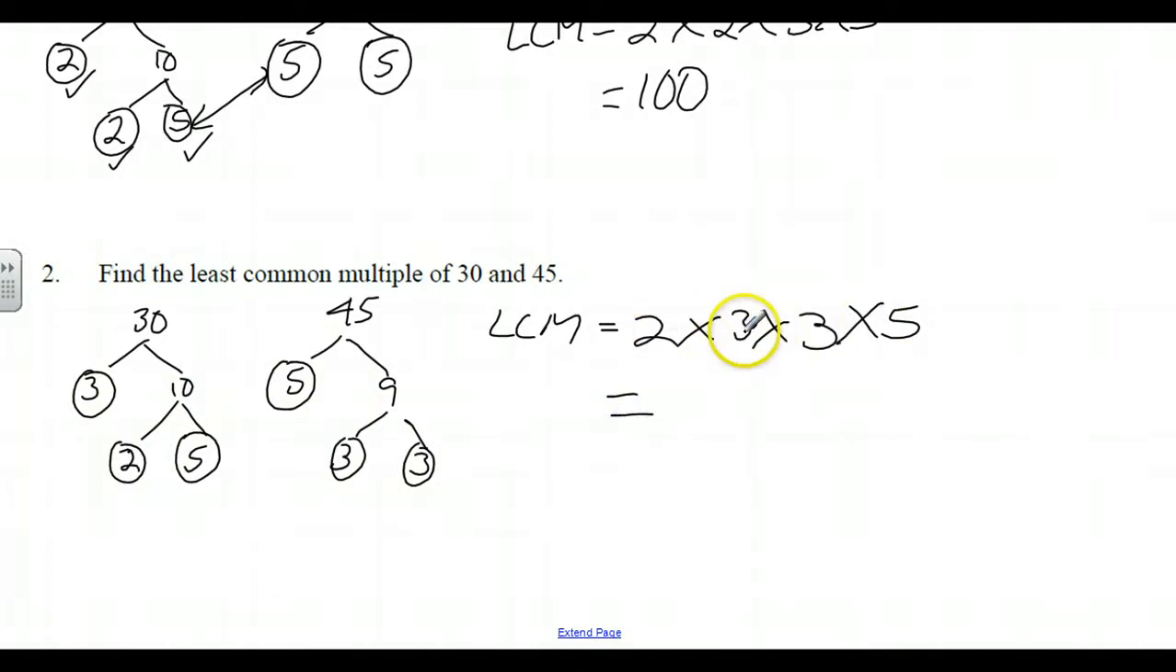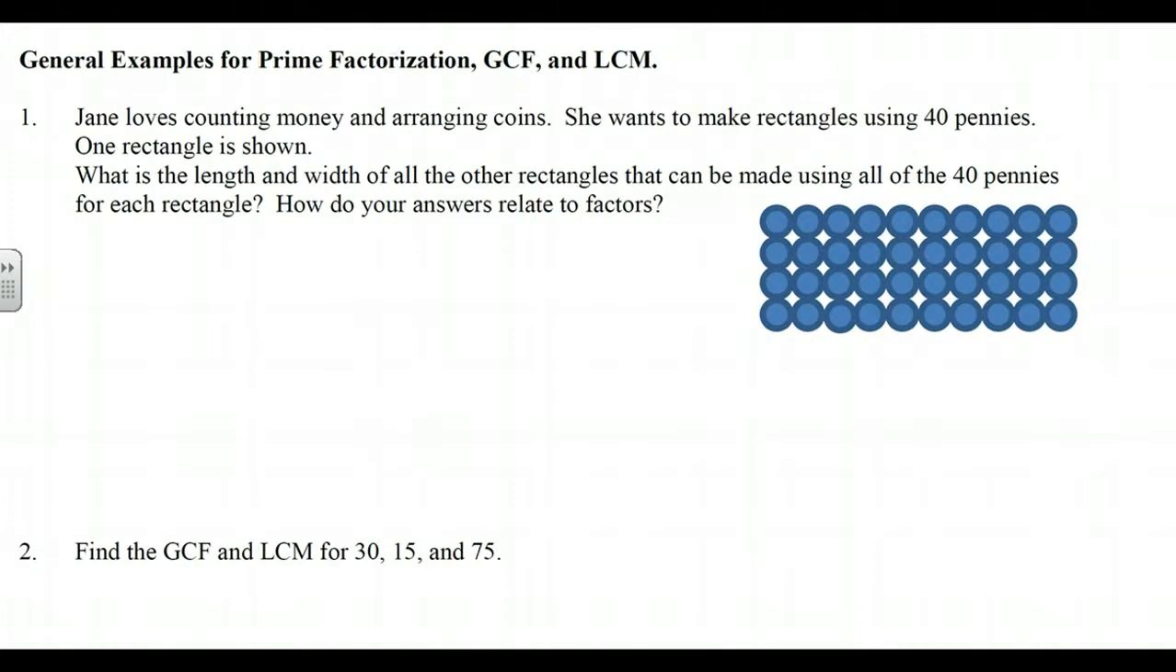2 times 3 is 6, 18 times 5, that's too hard. So 15 times 3 is 45, times 2 is 90, and that's the one we figured out, but this is a very systematic way of doing it. Okay. And of course you must practice.